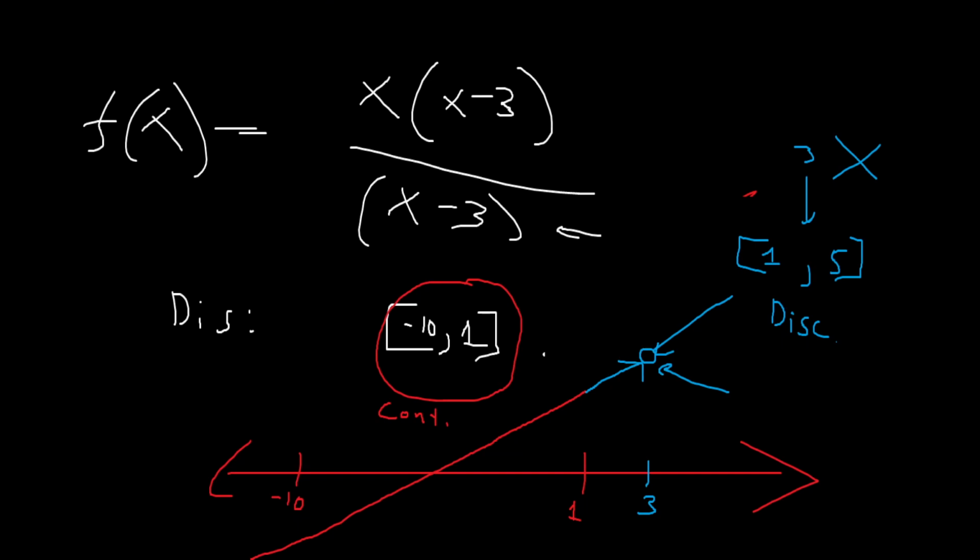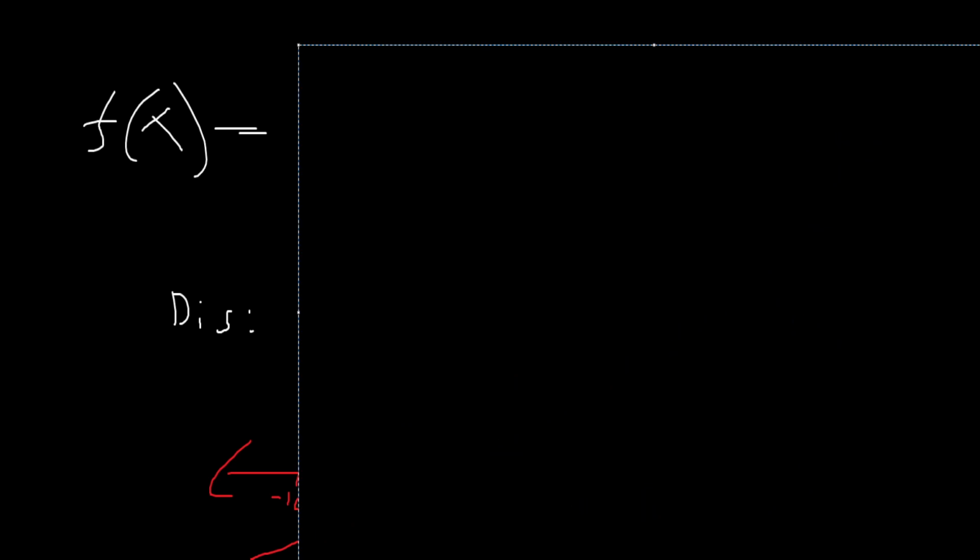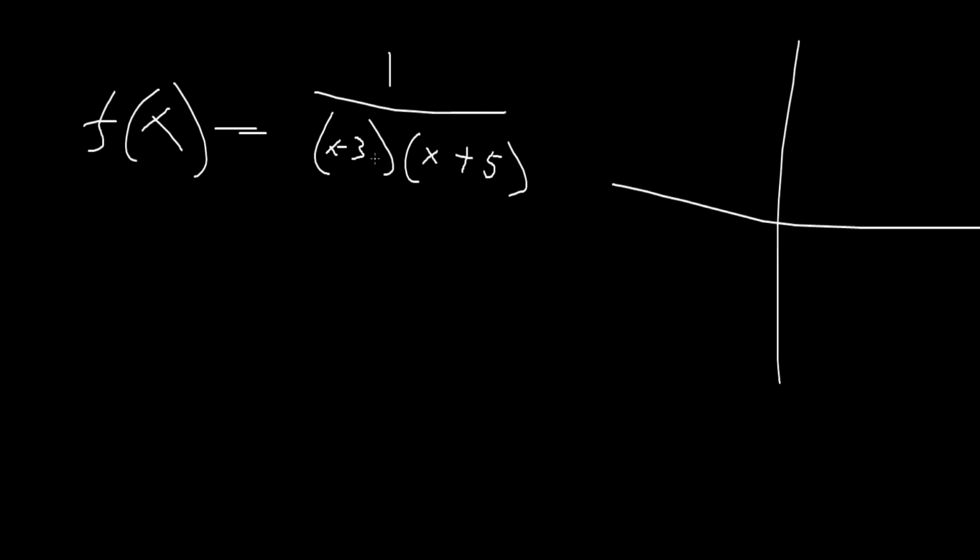So now let's look at a different function. Let's look at one that's discontinuous somewhere else. So let's say I have the function 1 over (x minus 3) times (x plus 5). Okay, so this function is going to look something like this. So at positive 3, and at -5, we're going to have issues.